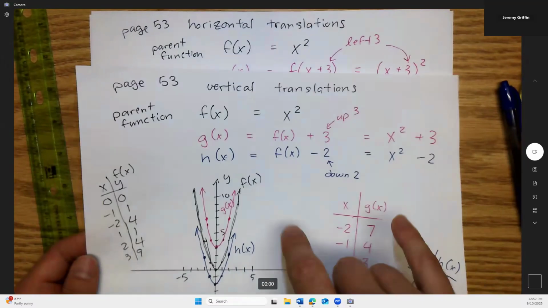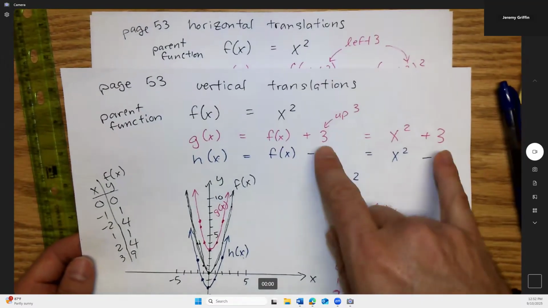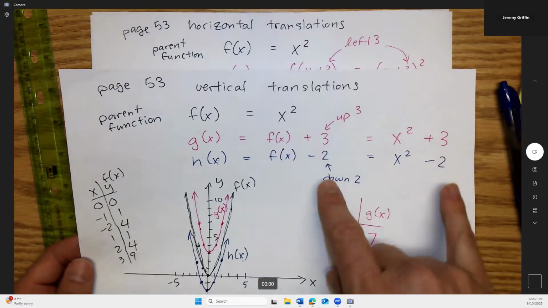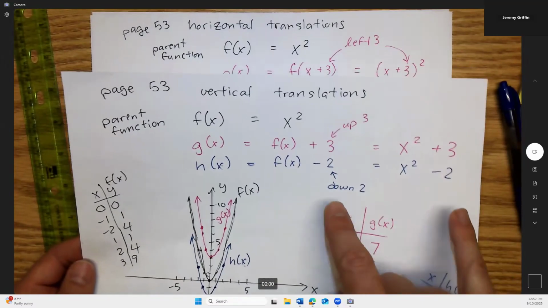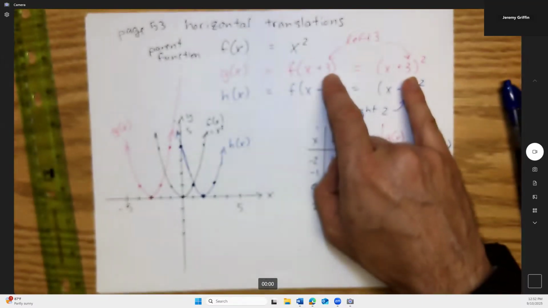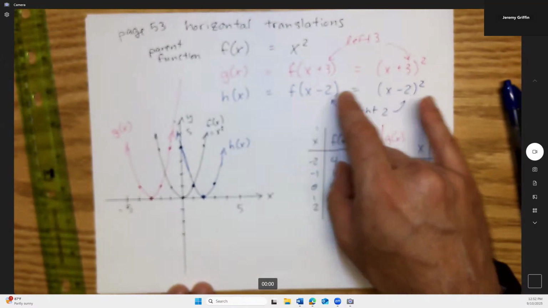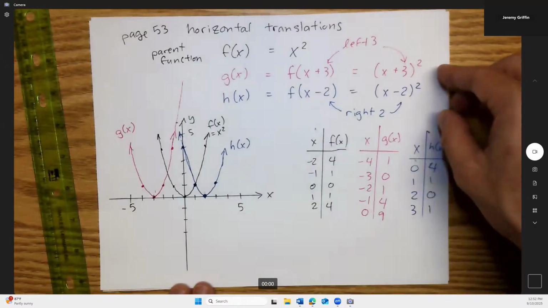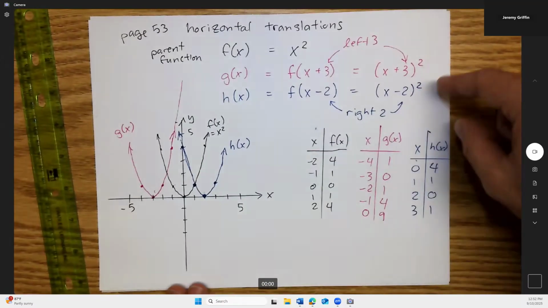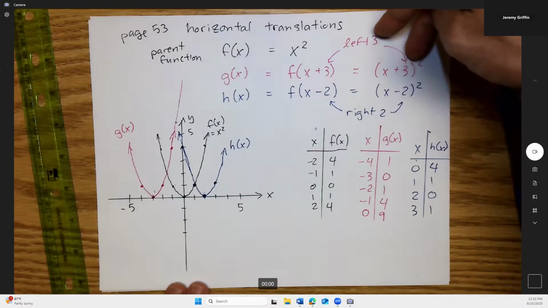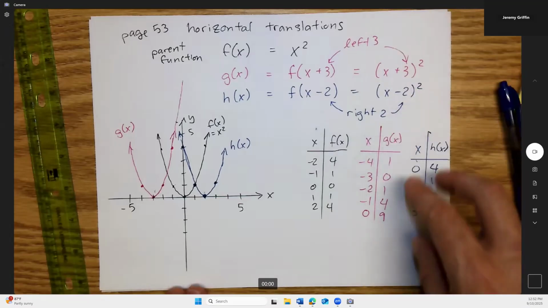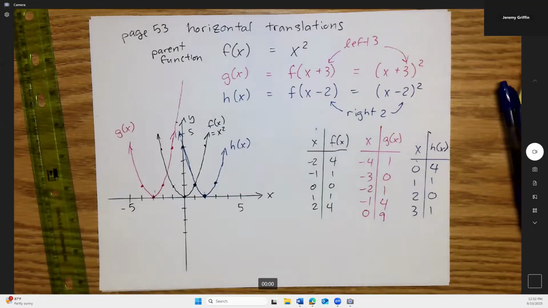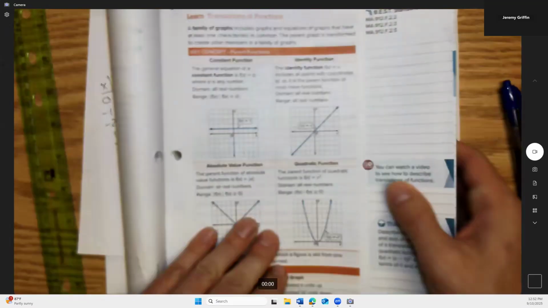So here's a recap so far. If you see the function and then plus something after, it moves up, or minus something after, it moves down. But if you see the plus or minus tagged to the x itself, inside the function, so the function operates after the fact, that's a horizontal translation. Plus means move to the left, and minus means move to the right. And that's exactly what this shows. All right, we're good so far. What's next here?